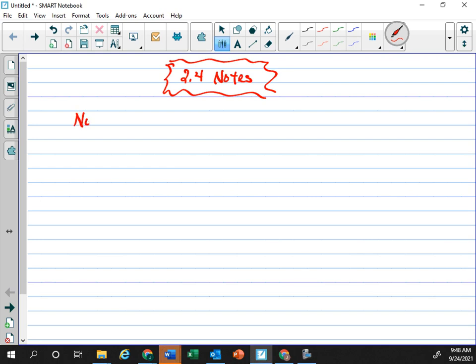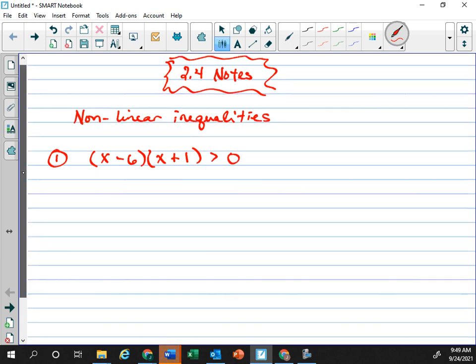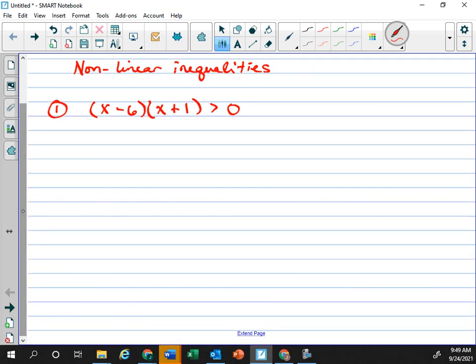All right, so nonlinear inequality. x minus 6 times x plus 1 is greater than 0. Jot that down.